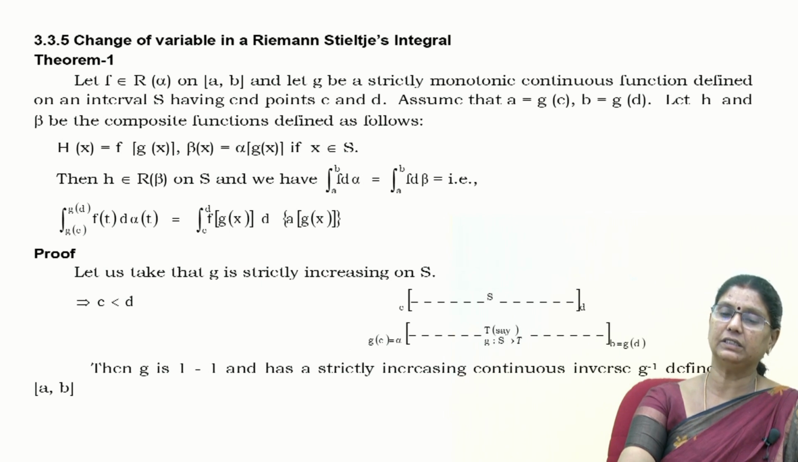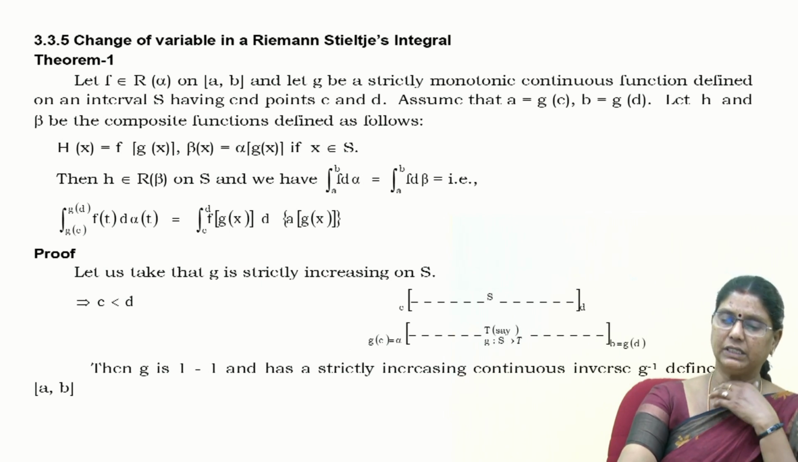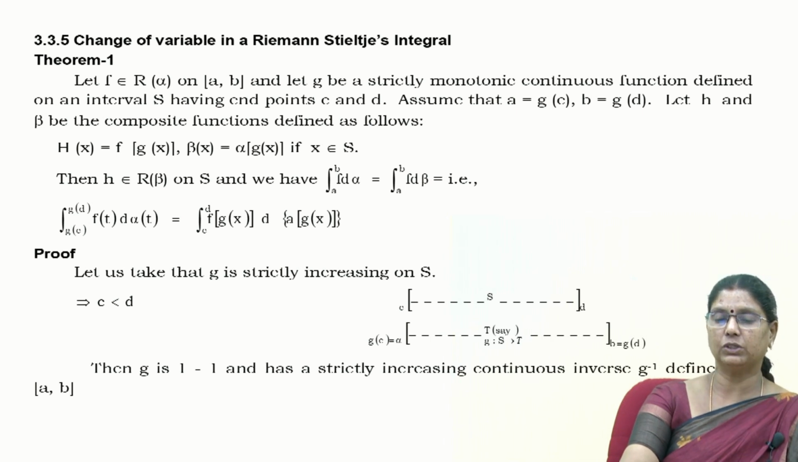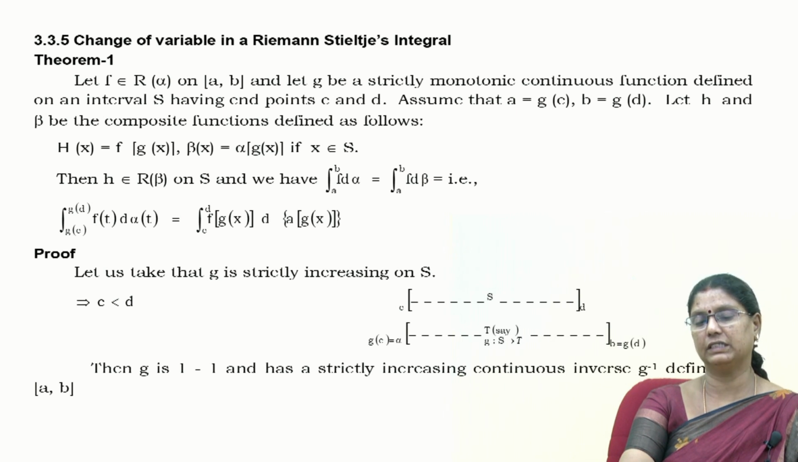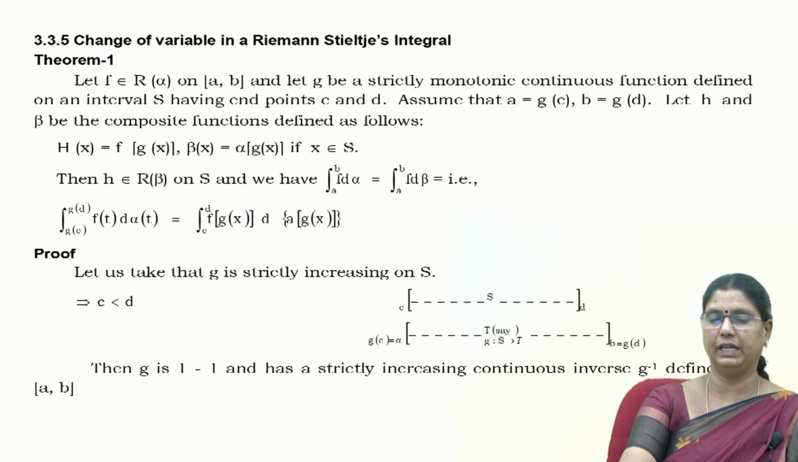The next section is change of variable in a Riemann-Stieltjes integral. Let f belong to R(alpha) on the closed interval [a, b], and let g be a strictly monotonic continuous function defined on an interval S having endpoints c and d. Assume that a equals g(c) and b equals g(d). Let h and beta be the composite functions defined as follows: h(x) equals f(g(x)) and beta(x) equals alpha(g(x)) for every x belonging to S.